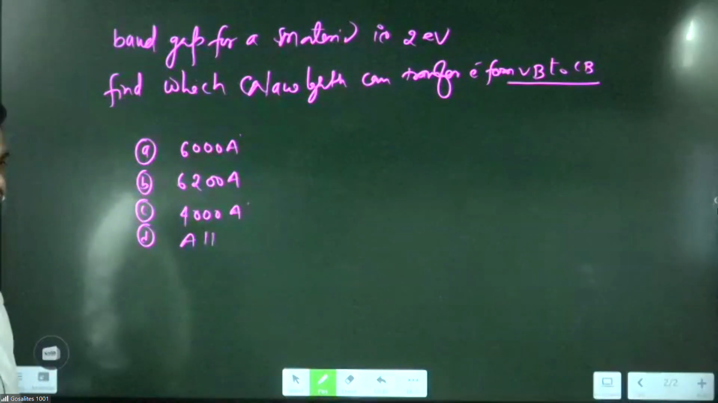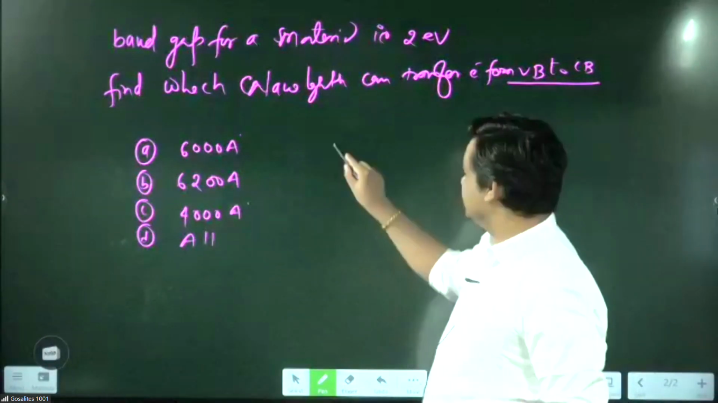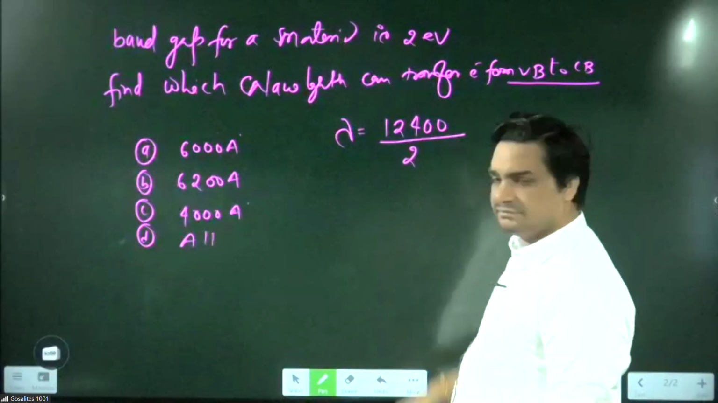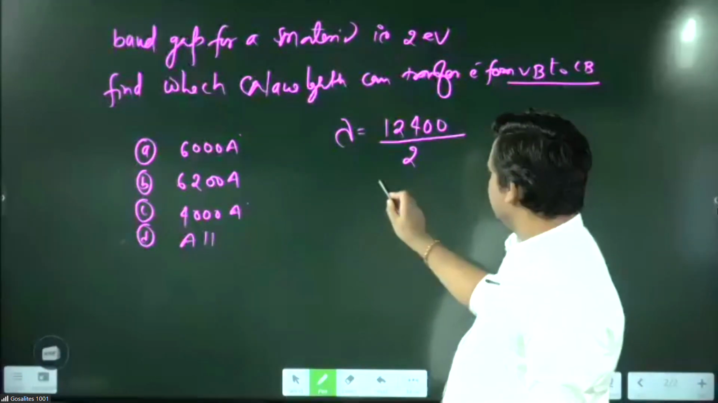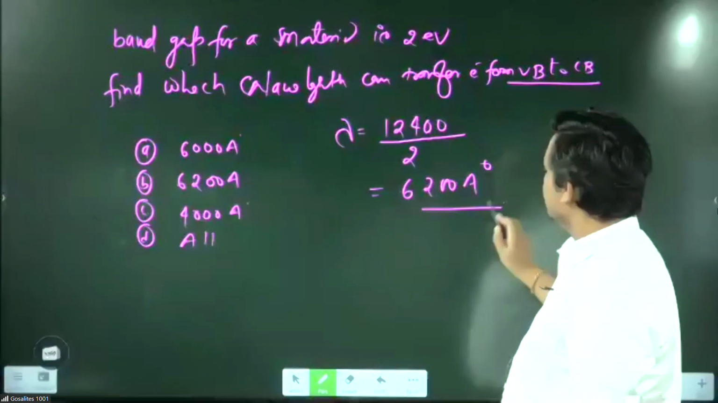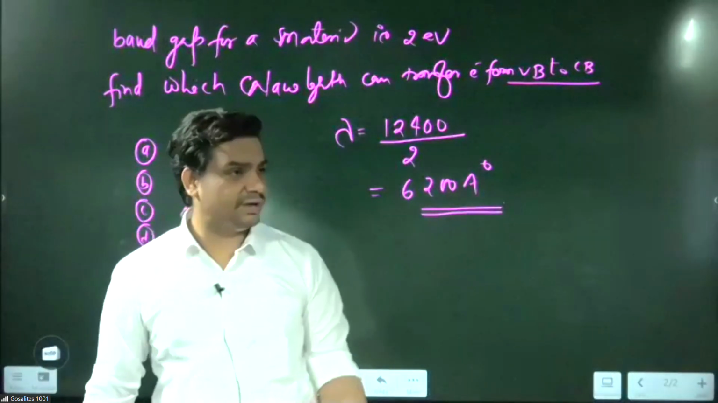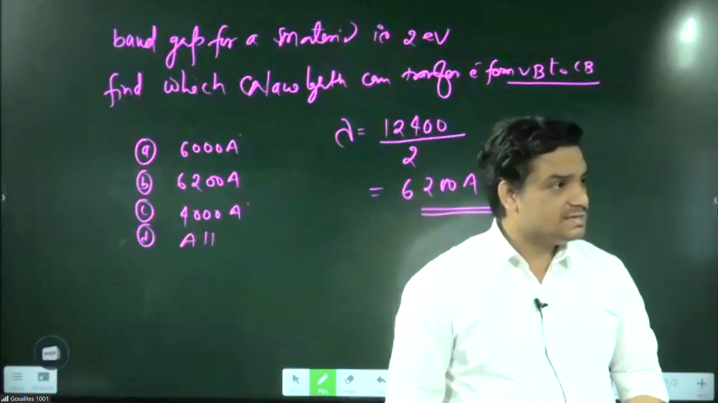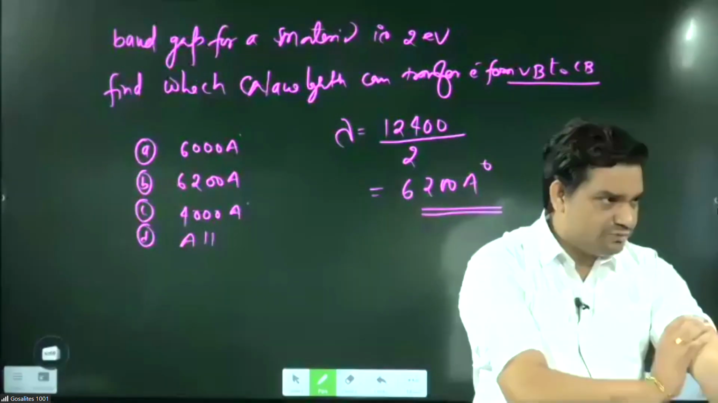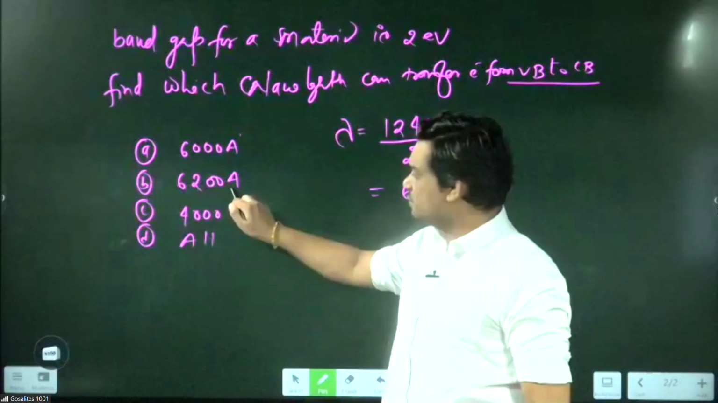What is the answer? Listen, we have to calculate lambda equal to 12400 divided by 2. This becomes 6200 angstrom. But the answer is not only 6200; here we make a mistake. They are asking which wavelength can transfer an electron from VB to CB. If you want to transfer from VB to CB, then 6200 you can use.